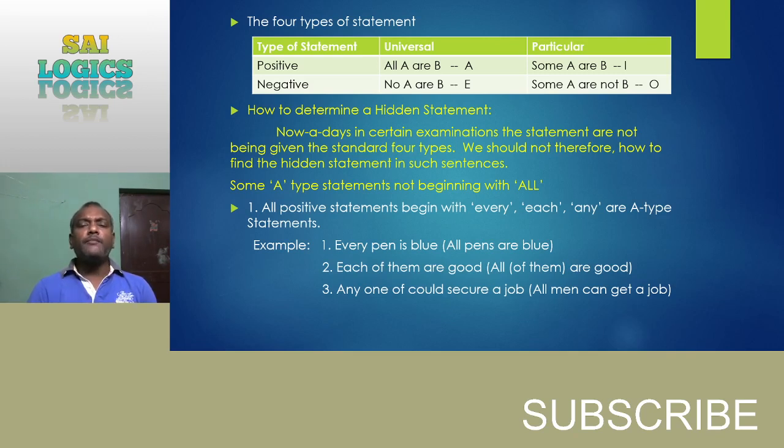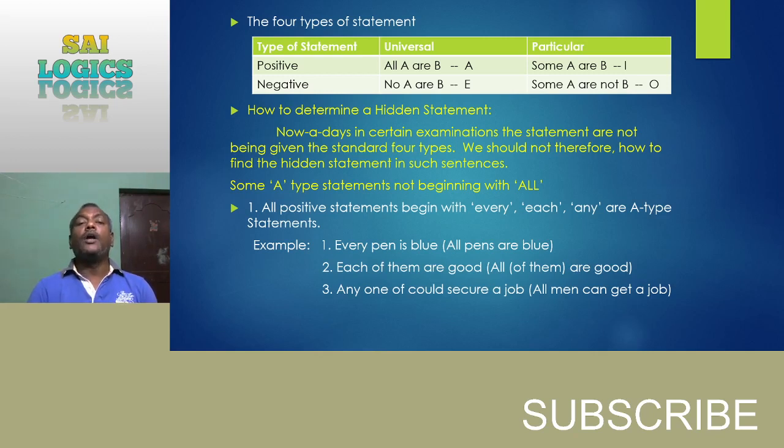So now you can ask me a question. What, sir? You are saying there are only 4 types of statements we have to learn in this chapter. But when we are writing the examination, we are finding different types of statements given in the examination. For that question, my answer is very simple. Any type of statement given in the examination is to be converted into these 4 types of statements. Once it is done, it will be very easy for us to derive the conclusions.